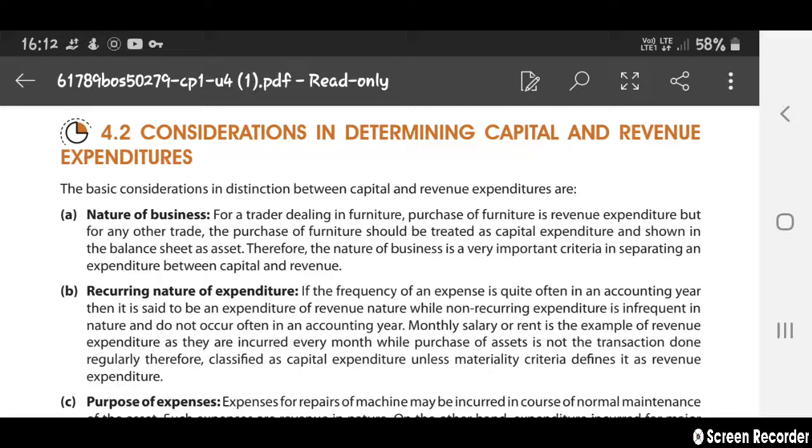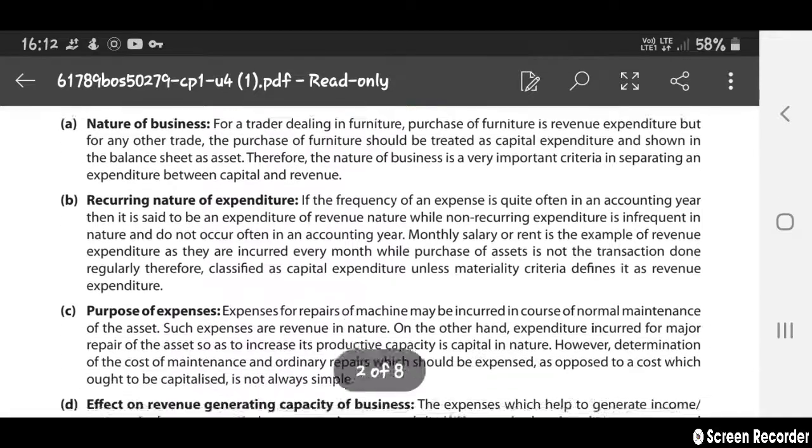Therefore, the nature of the business is a very important criterion in separating the expenditure between capital and revenue.